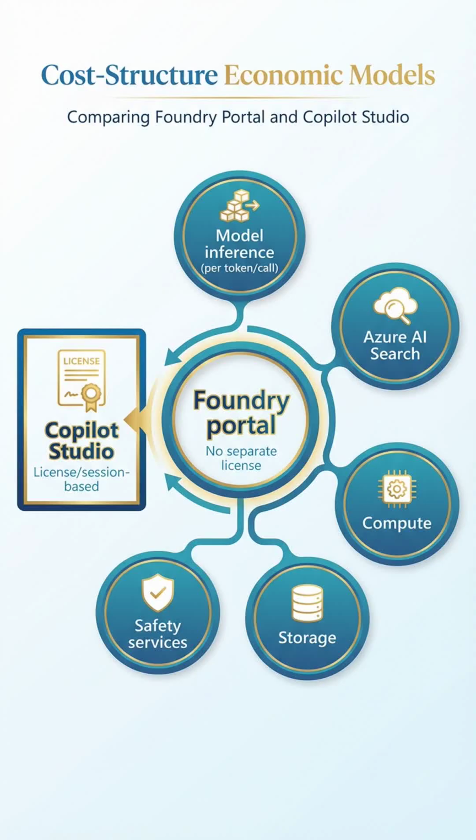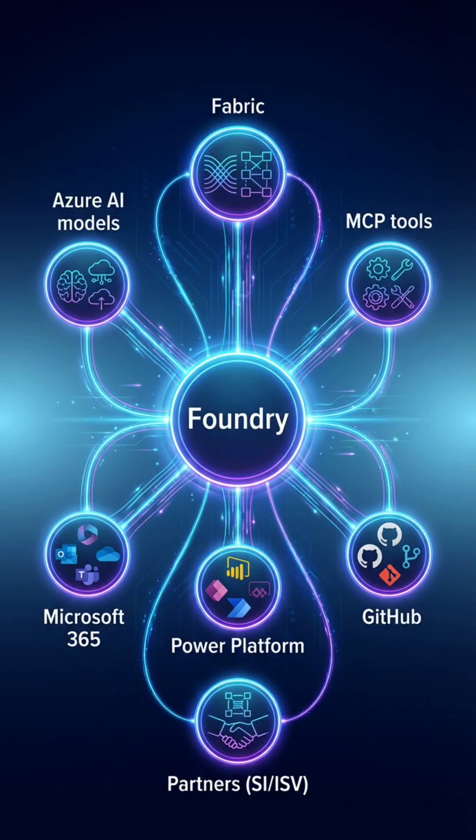Let's understand the bigger picture. Foundry as a portal is not charged separately. You pay for what you use underneath: model inference per token/call, Azure AI Search, compute (VMs, containers, serverless), storage (Blob, Data Lake, OneLake), and safety services, all via standard Azure pricing. Cost structure differs from Copilot Studio, which is more license/session-based and low-code focused.